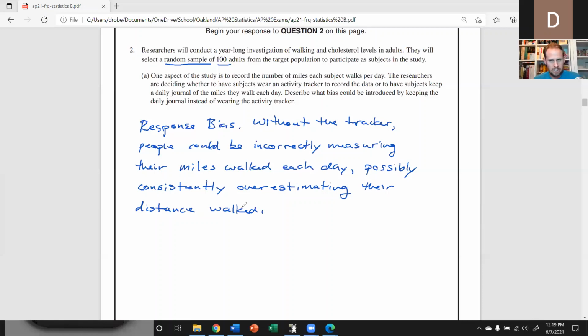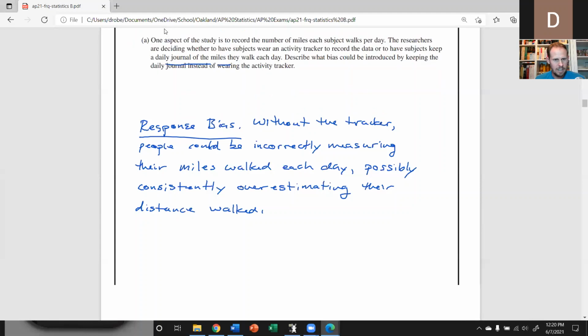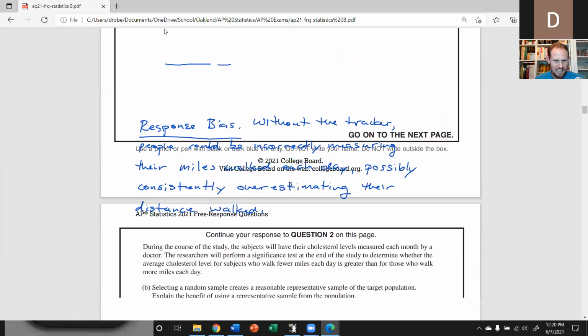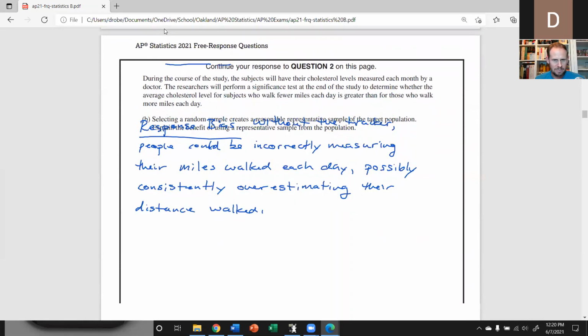But I think this would actually be linear regression with miles walked on the x-axis and the y-axis would be cholesterol level or change in cholesterol level or something like that. But that's what we want, saying it's bias and that people could incorrectly measure their miles walked if they're not wearing the tracker. I mean, how else are you going to measure your miles walked? Just guess? Well, I went out and walked for 20 minutes. That's probably a mile. Done. You're much better off using a tracker.